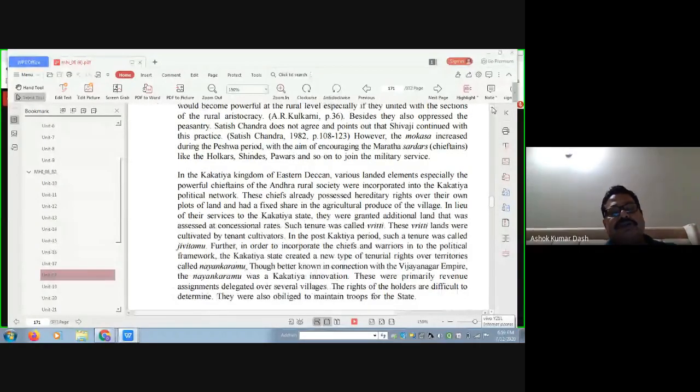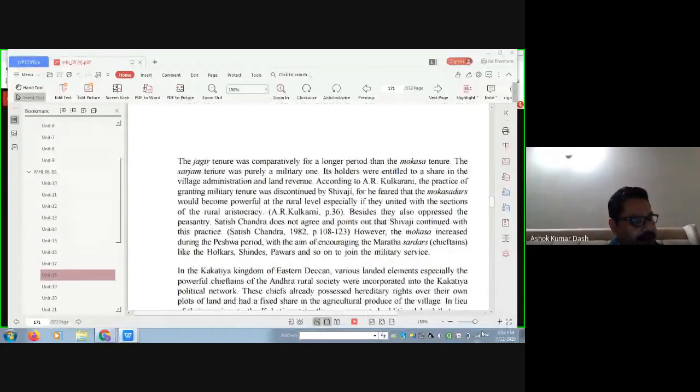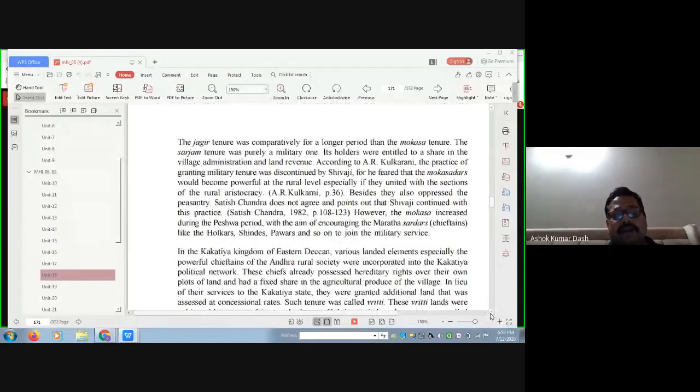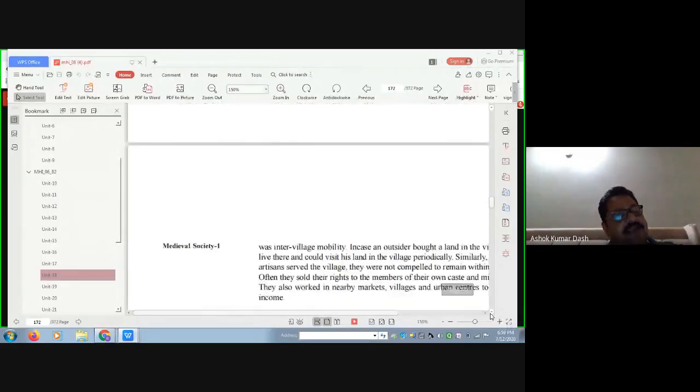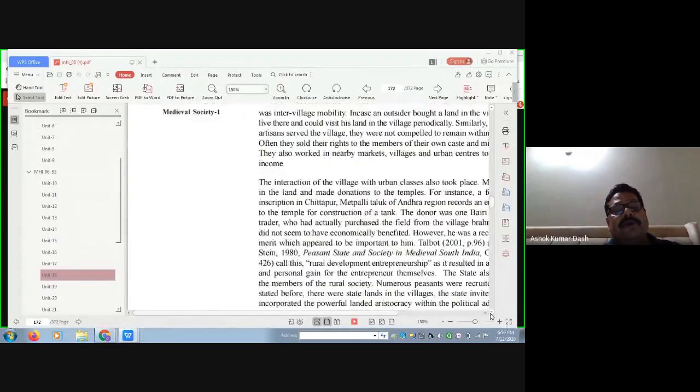So these were the six types of landed hierarchy prevalent in the Deccan area.